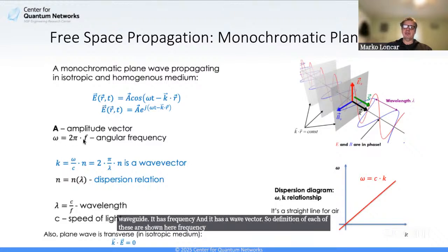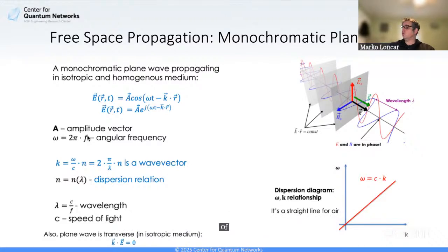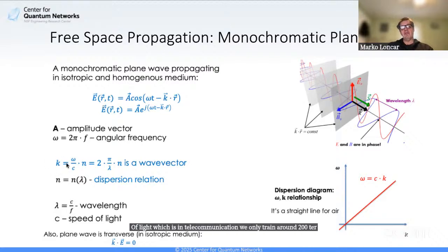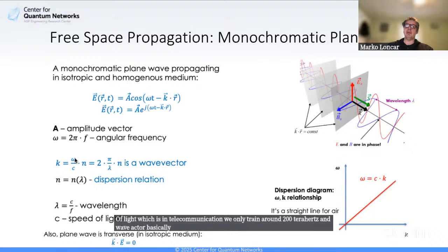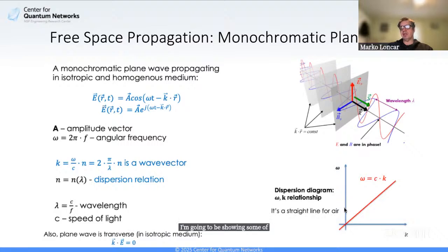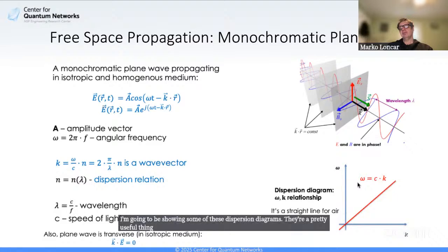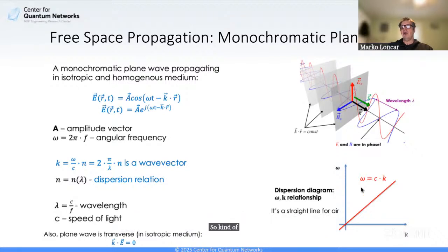Frequency, this is angular frequency, is 2 pi times the frequency of light, which in the telecommunication wavelength range is around 200 terahertz. The wave vector basically tells you about periodicity in space, similar to how frequency tells you about the periodicity of this wave in time. At the beginning at least, I will be showing some of these dispersion diagrams. They're a pretty useful thing to understand because for a lot of stuff in photonics, unfortunately, you cannot actually write closed form solutions. You typically need to resort to numerical modeling. So having intuition and understanding these dispersion diagrams is very helpful.